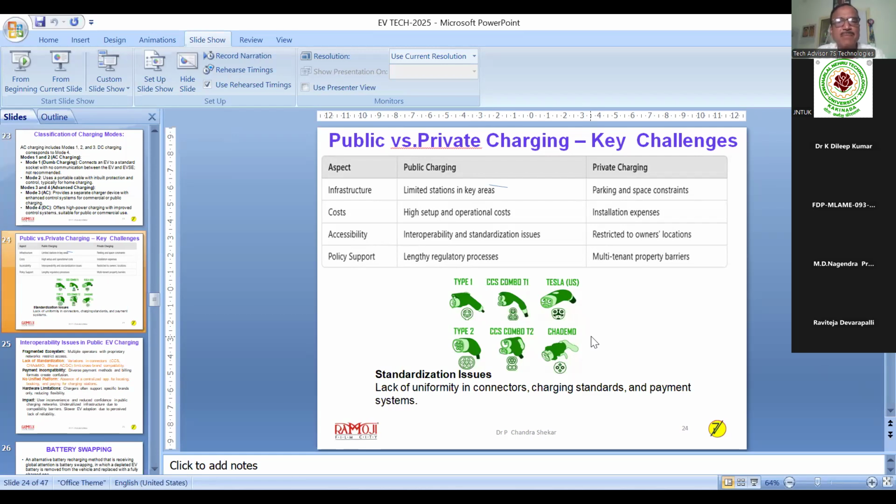Infrastructure aspect. Public chargers, private: limited stations in key areas, parking and space constraints, cost, high setup and installation expenses, accessibility, interoperability and standards issues, restricted to owner locations, policy support, lengthy regulation process, multi-tenant property barriers. Suppose you want to put one in your apartment, immediately the other people will say, no, no, no, you are using unnecessary vehicles, you are parking. These issues are there.